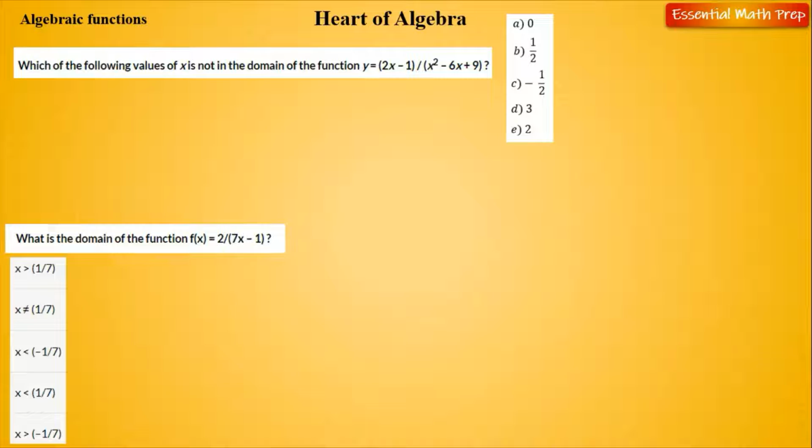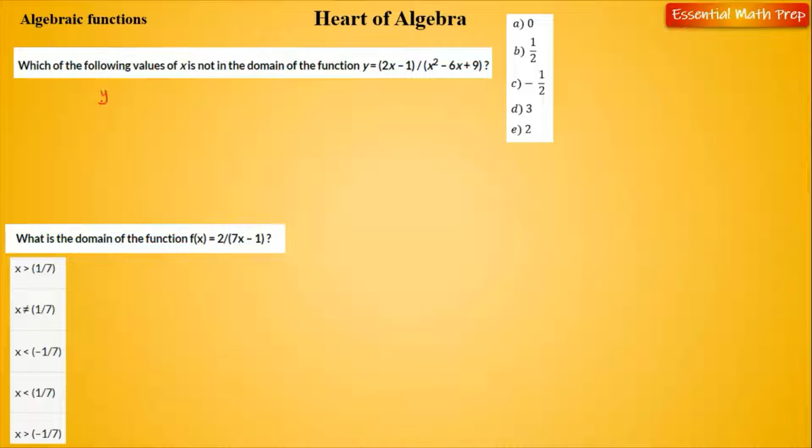The first question states, which of the following values of x is not in the domain of the function? What it's literally asking you to do is to determine under what circumstances the denominator will become zero. In other words, the whole function becomes undefined. x should not be equal to a specific value, and if it is equal, then that value of x is not in the domain of the function. So here's how you do it.